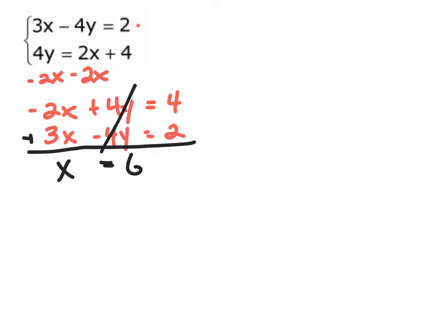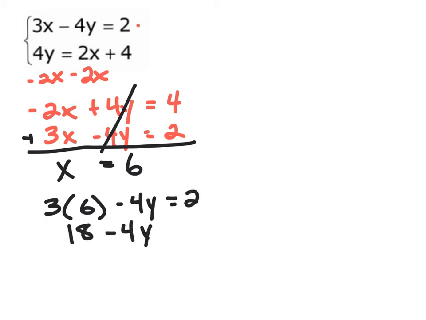I got that value. So now I'm going to plug that into, let's say, the first one. So we have 3 times 6 minus 4y equals 2. 3 times 6 gives us 18. We are then going to subtract 18 from both sides. Negative 4y equals negative 16.